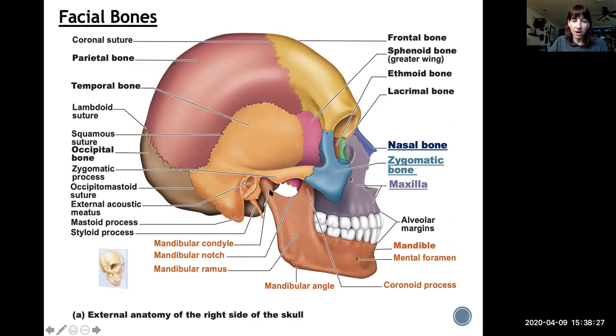The mandibular condyle is here, and that is, as condyles tend to be, a rounded projection that is also smooth and is part of an articulation. So this is where the jaw actually articulates with the temporal bone, okay, of the skull, of the cranial bones, okay?